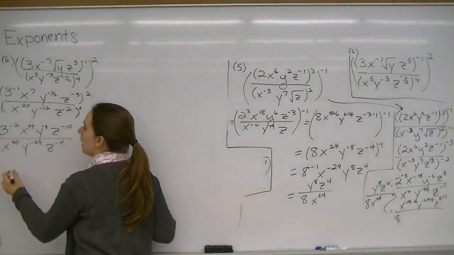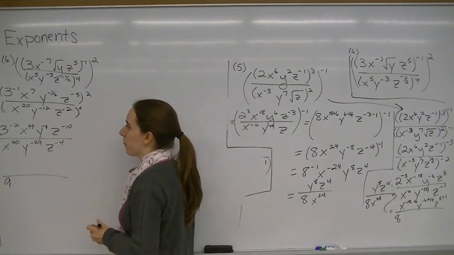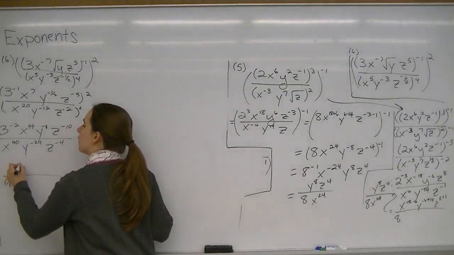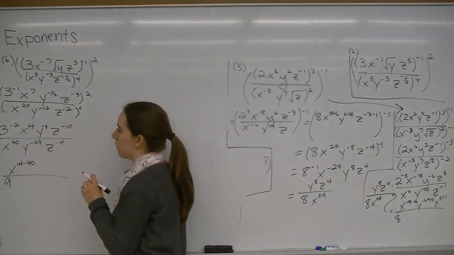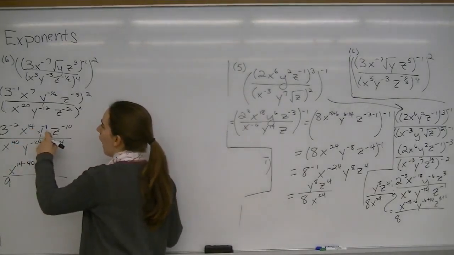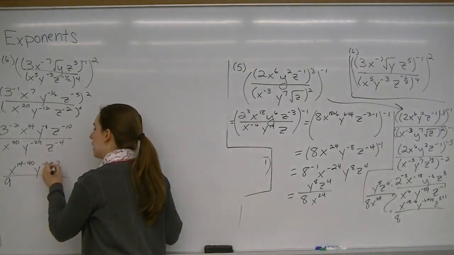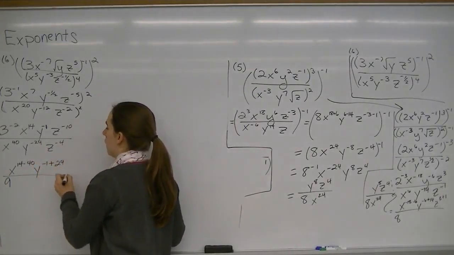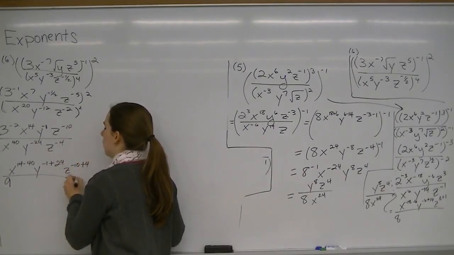So 3 to the -2 means that I'm taking 3 squared and putting it on the bottom. Then I have x to the 14 minus 40, because I have x to the 14th over x to the 40th. I have y to the -1 minus -24. And then I have z to the -10 minus -4.